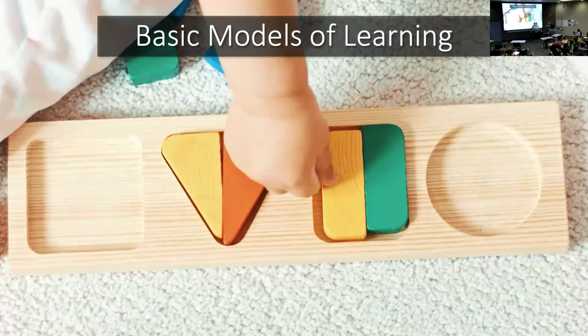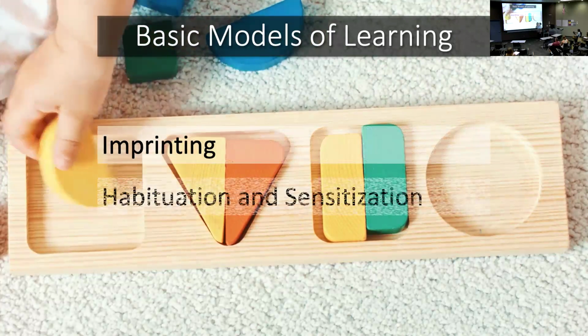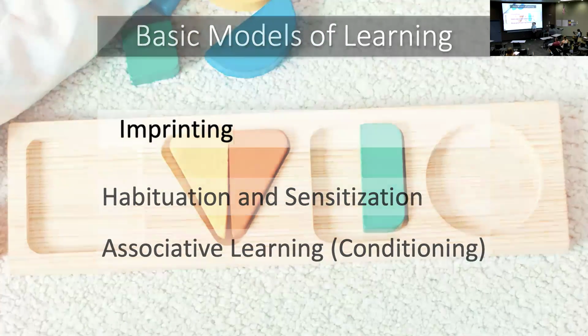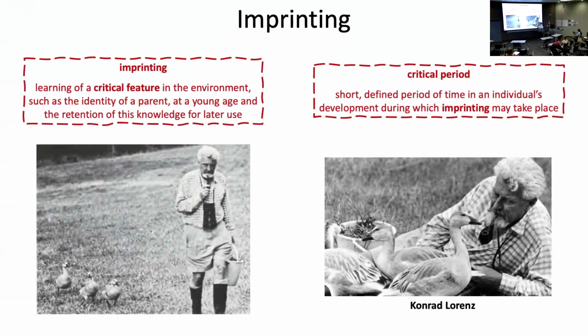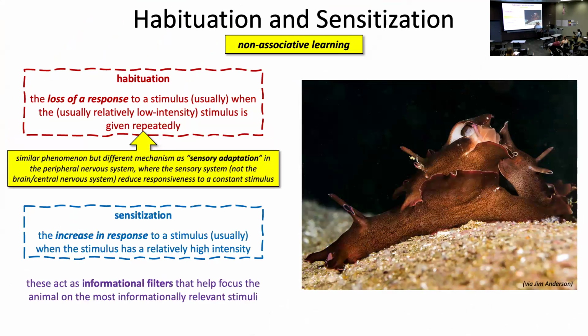And the different types of learning, this is like Psych 101 stuff. So, imprinting, non-associative learning, associative learning. Imprinting: critical time in the environment, critical signal, then learn it forever. Habituation, sensitization. Habituation is about losing a response. Sensitization is about getting it back.